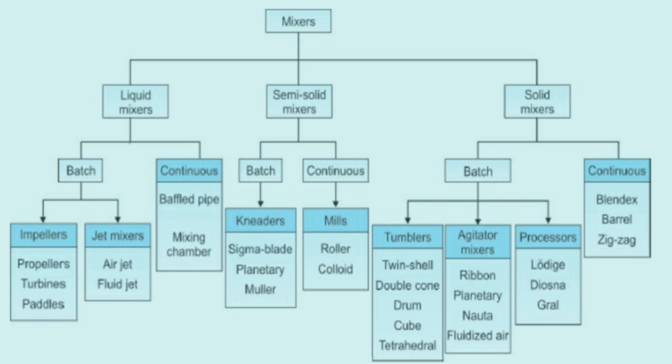Then the next one is agitator mixers. In this, the examples are ribbon mixer, planetary mixer, Nauta mixer, fluidized air, etc. Here, internal blades are used in order to agitate and mix the solids.